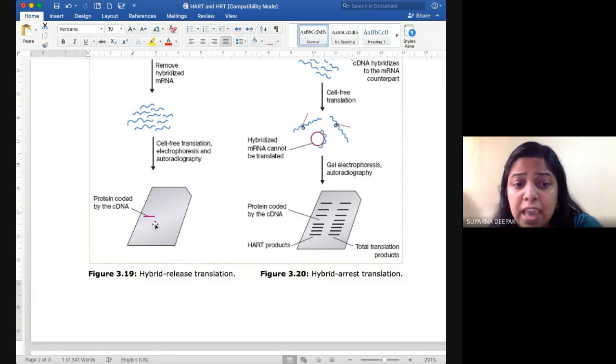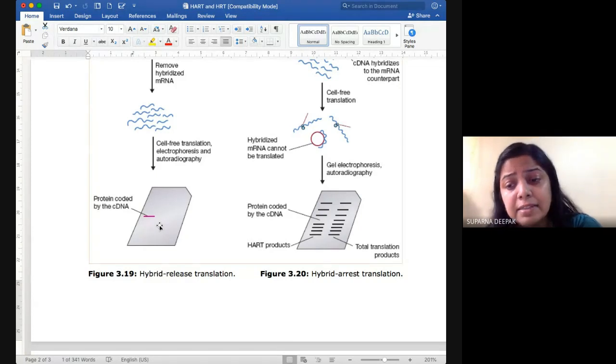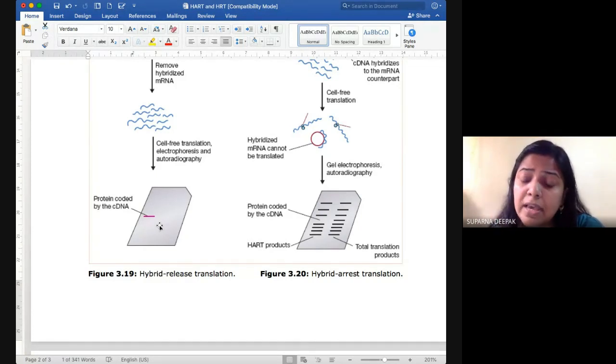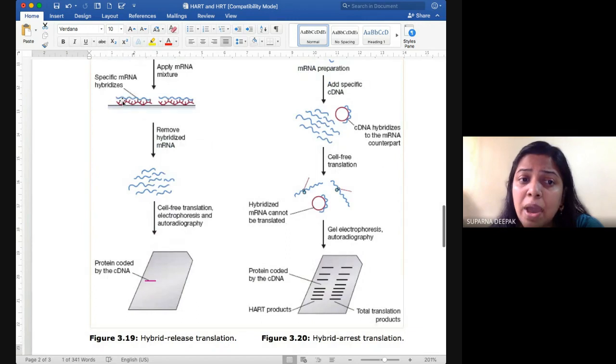If you don't get any band on this electrophoresis or autoradiogram, what does that suggest? That your recombinant cell was not able to produce the protein of interest or your mRNA of interest. So there was no mRNA that got hybridized to your cDNA, and hence the cell-free extract was not able to synthesize any proteins, and hence you are not getting any band.